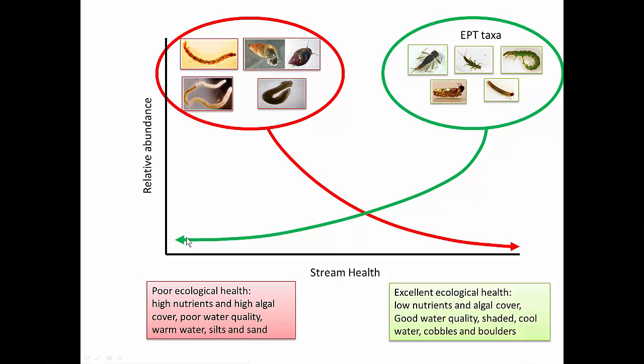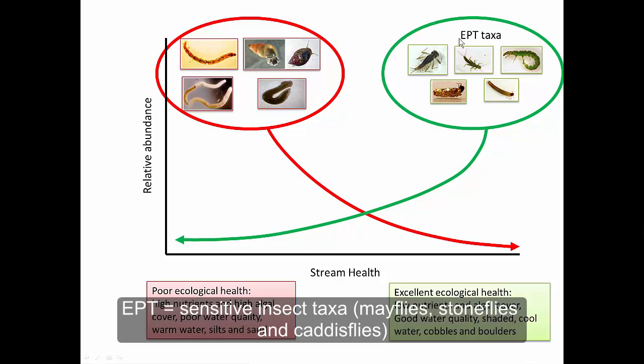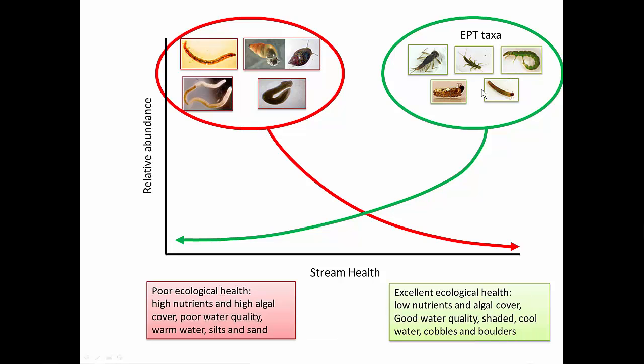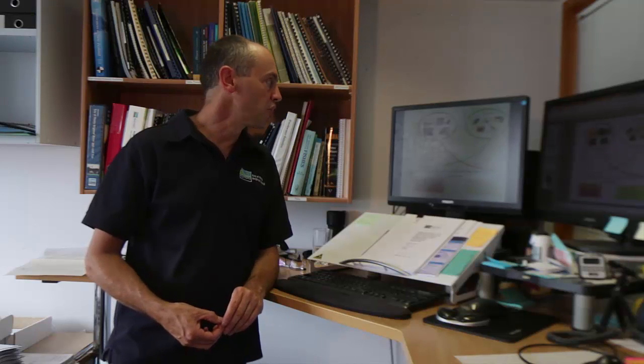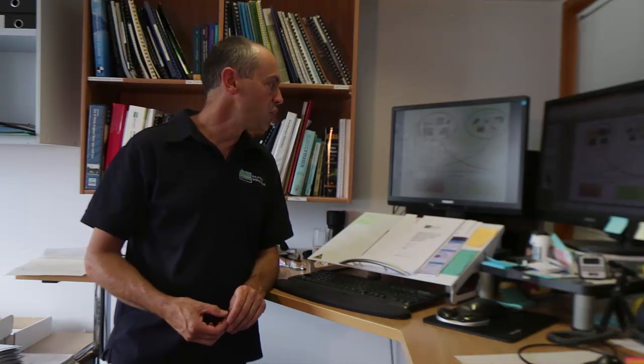So this index is simply called the EPT Index, and it stands for Ephemeroptera, which is a technical word for mayfly, Plecoptera, which is a technical word for stonefly, and Trichoptera, which is caddisfly. So as you can see here, sites with good stream health have got a high number of EPT taxa, or a high percentage of EPT taxa, and sites with low EPTs have got poor stream health.